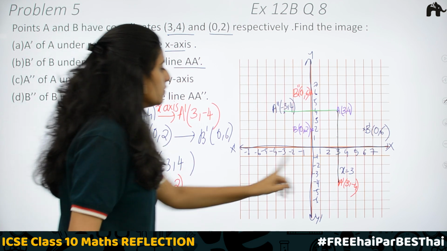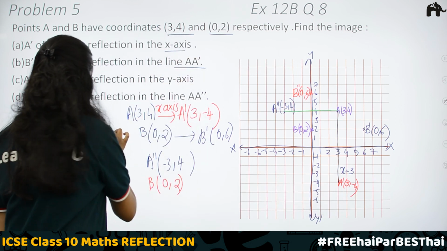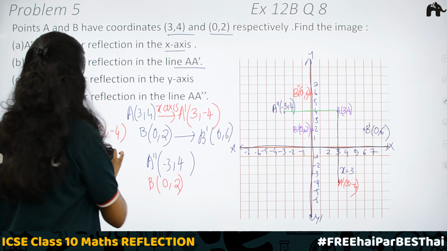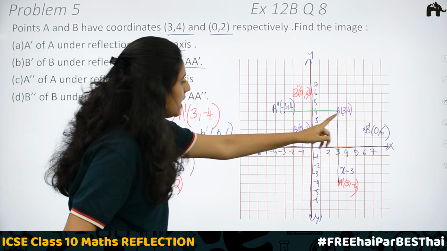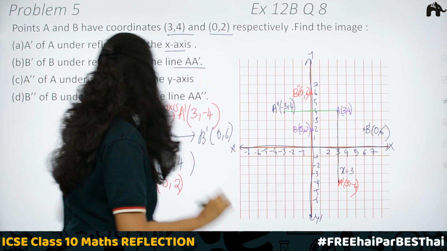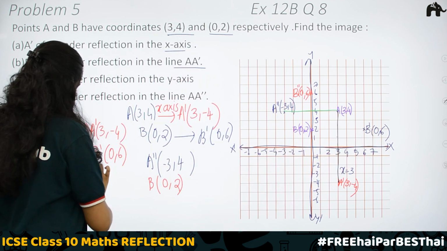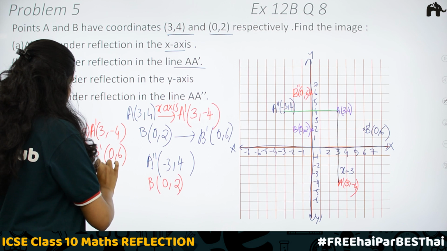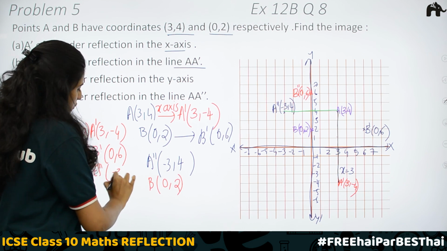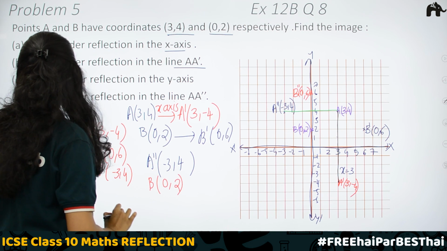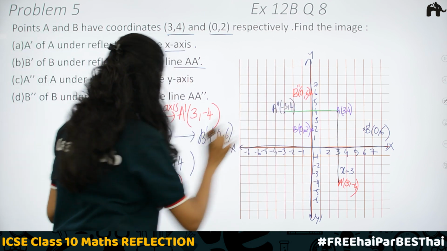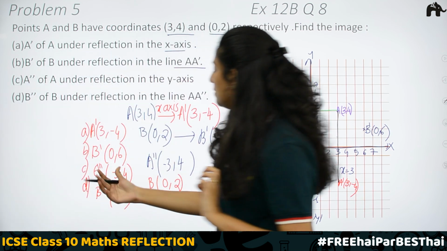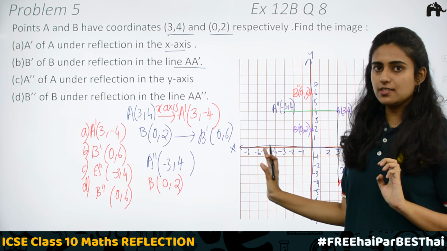Therefore, the answer for the A question: point A dash we got, which is (3, -4). B dash, what is B dash? Here B dash we obtained. This is B dash (0, 6). C question, A double dash. Here we obtained A double dash, which is (-3, 4), and the D question, B double dash. B double dash we obtained here, which is (0, 6). Clear? B double dash is (0, 6).